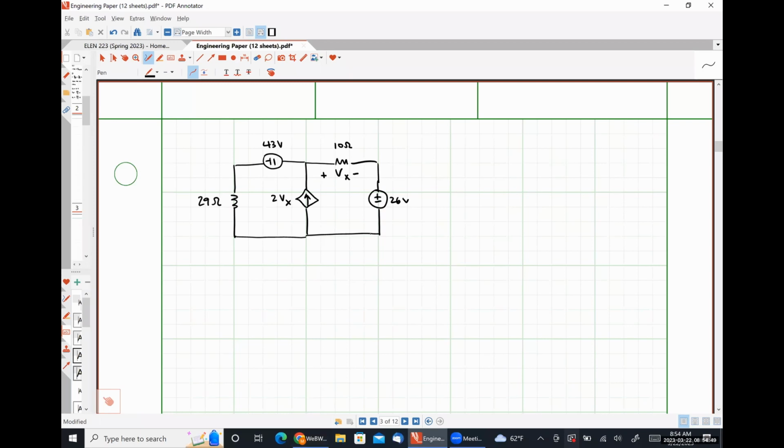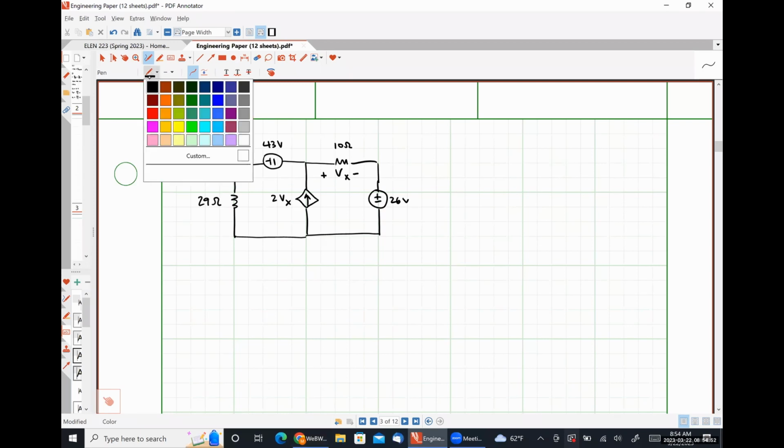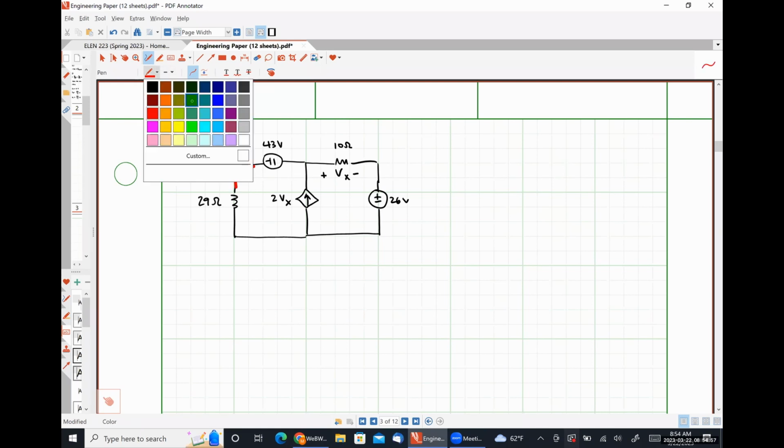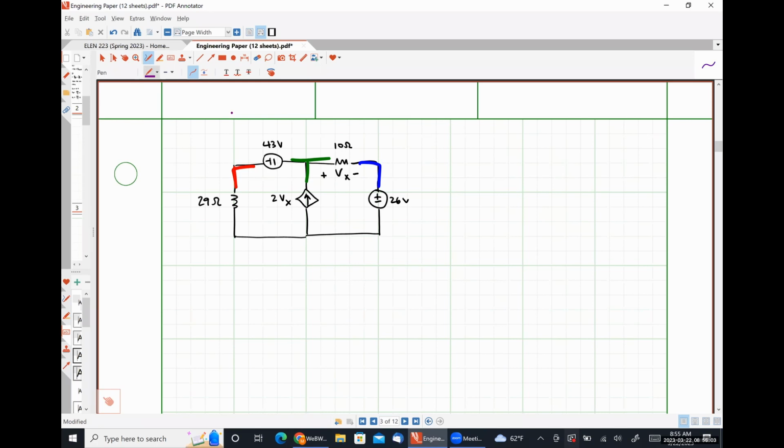All righty, so first thing I'm going to do is identify my nodes. So there's 1, there's 2, there's 3, there's 4. Step 2, assign my ground node. I have 2 voltage sources, they're not connected to each other. Green node is connected to 3 elements, purple node is connected to 3 elements, red is connected to 2, blue is connected to 2. You guys tell me where to put ground.